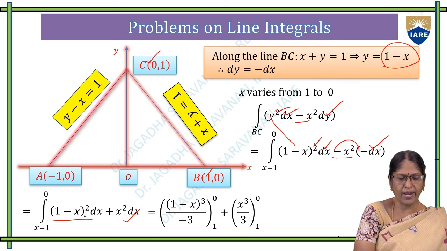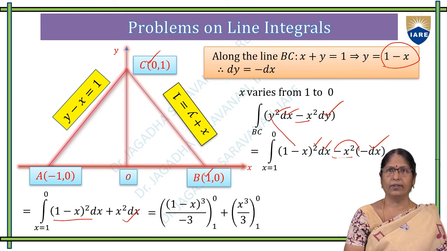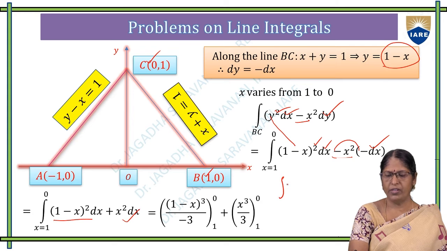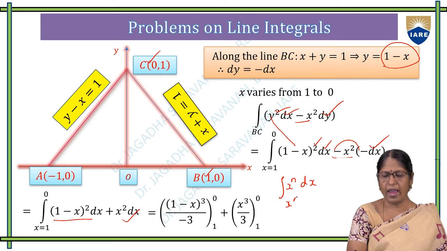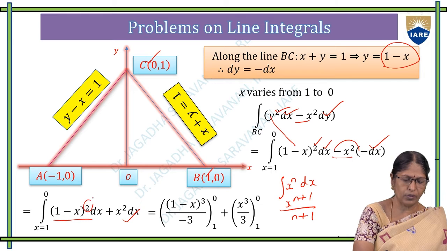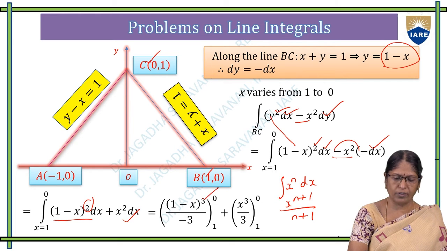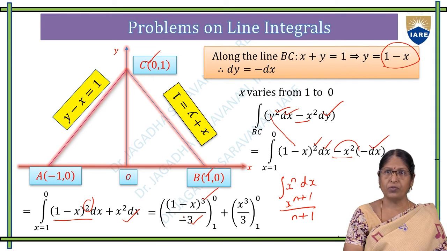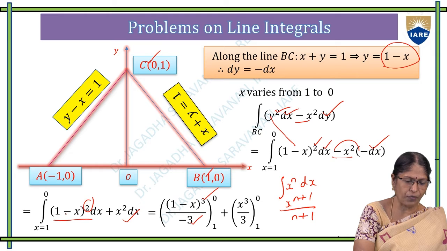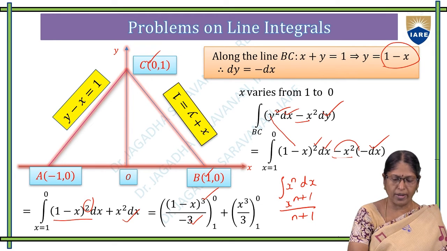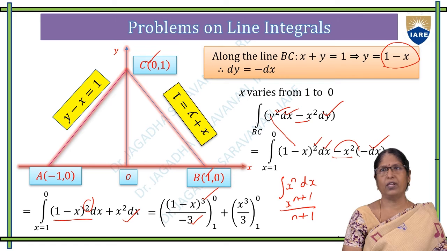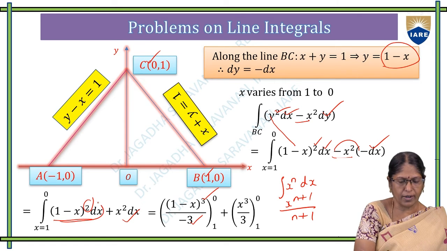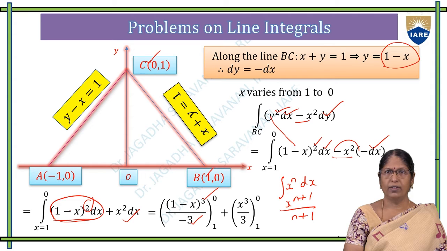Now, (1 minus x) the whole square, simple integration. The integral of x power n dx is x power n plus 1 by n plus 1. Our n is 2, so 2 plus 1 is 3, here also 3. Then how we obtained this negative sign: the coefficient of x is minus. So minus into 3, minus 3 we obtained. So we completed this part of the integration.